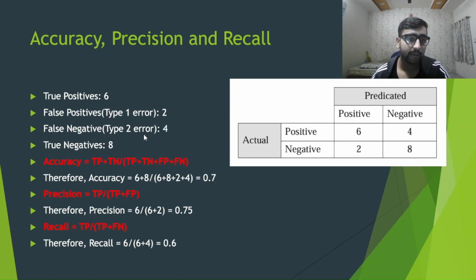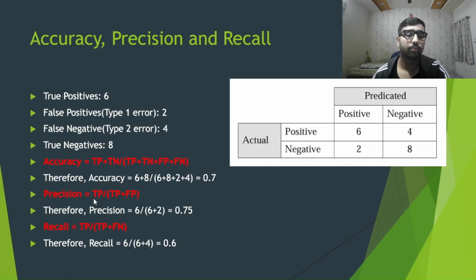False negatives are the positives predicted as negative. It is also known as type 2 error. Its value is 4. And true negatives are negatives predicted as negative. Its value is 8. The formula for accuracy is TP plus TN divided by TP plus TN plus FP plus FN, which is basically the total predictions done by the model. Substituting the values in the formula, we get the value of accuracy as 0.7.